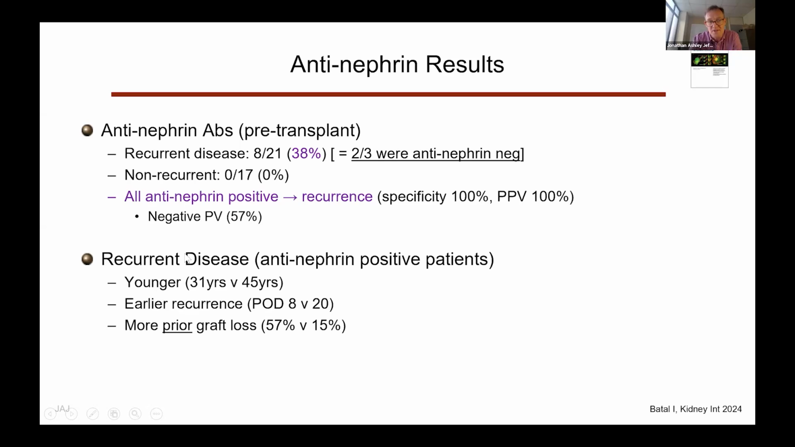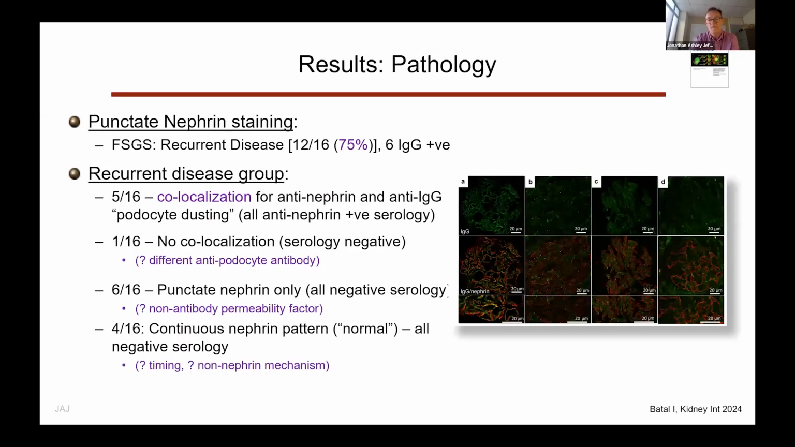If we look at this recurrent disease population, the anti-nephrin positive patients were younger, they had more severe and earlier recurrence, and they had a history of prior graft loss. So about 1/3 of patients with recurrent diffuse podocytopathy or recurrent FSGS had anti-nephrin antibodies.